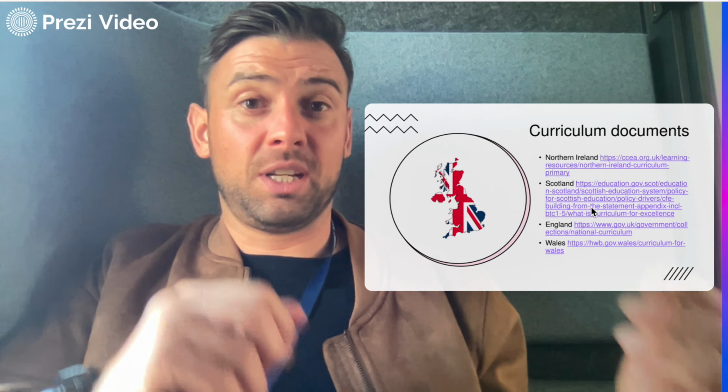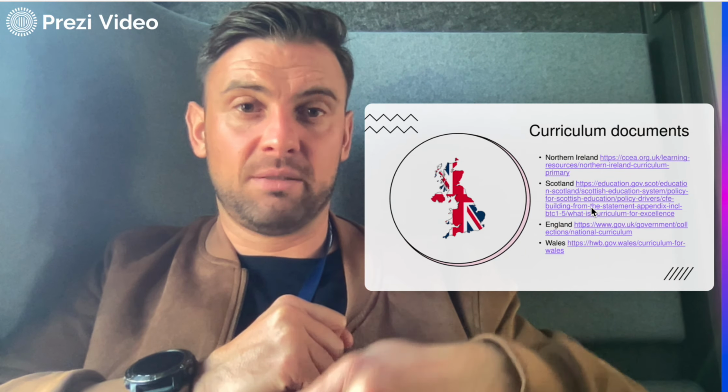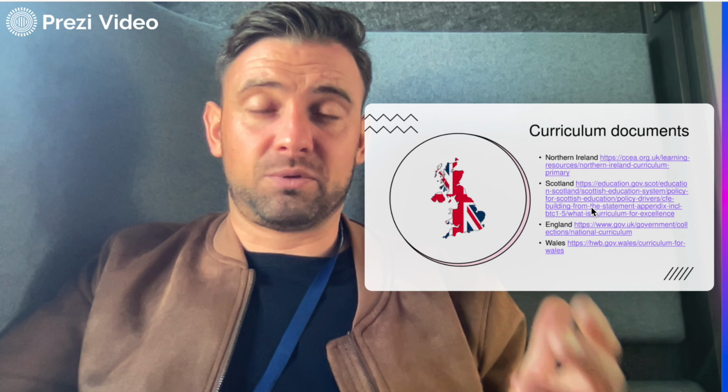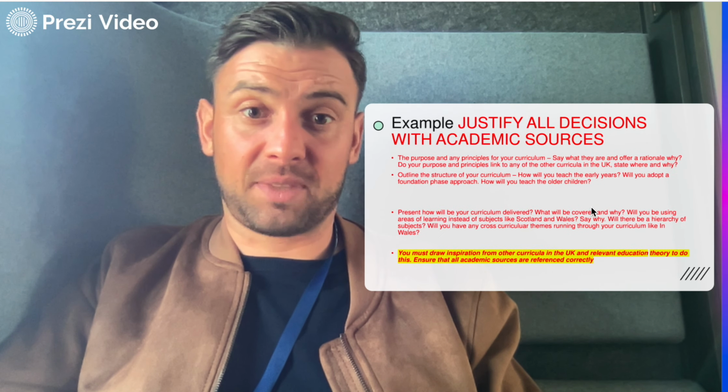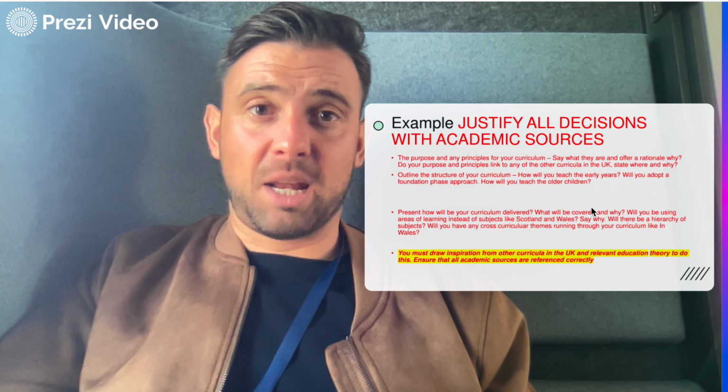You have to constantly compare and contrast. You can say that you like parts, so you can magpie, steal stuff from maybe the Northern Ireland curriculum or the Scotland curriculum. You might say that you don't like the siloed subjects in England, for example. It's really important that you do that. That's a primary aim of this assessment. You have to justify all your decisions with academic sources.